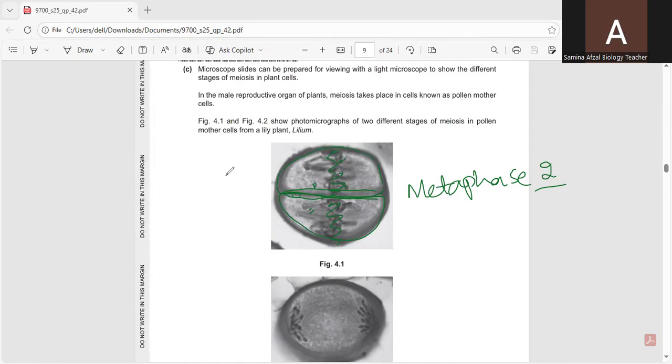And the second stage, you can see only one cell is there. It means it is meiosis 1, during which the cells are dividing, and this is telophase 1, because they have reached the equator. So this is telophase 1.